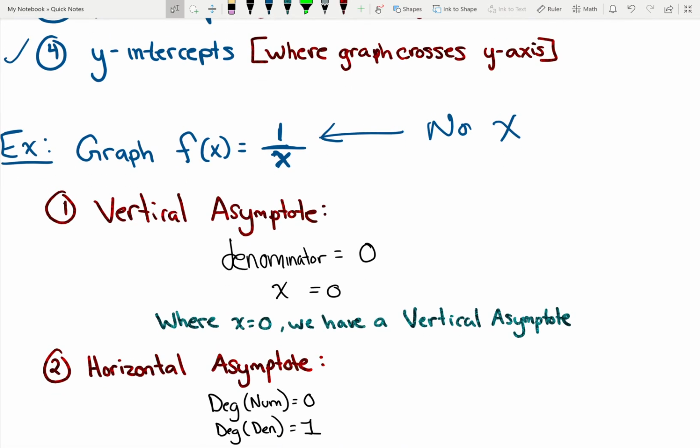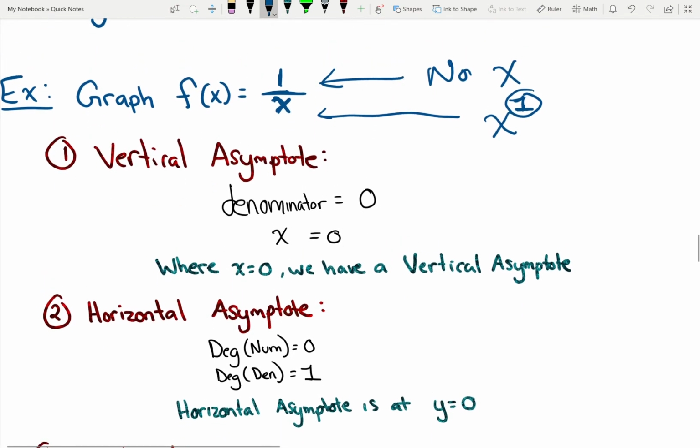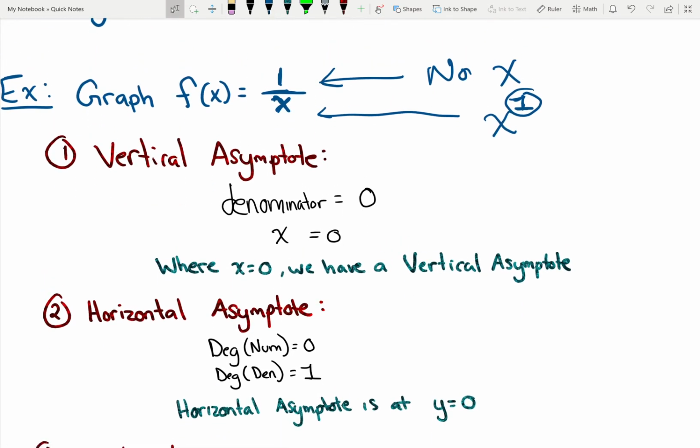But our denominator is x to the first power, so his degree will be 1. This tells us that the degree of the denominator is greater than the degree of the numerator. So going back to our last video, that tells us that the horizontal asymptote is at y equals 0. If the denominator has a greater degree than the numerator, then the horizontal asymptote is at y equals 0.